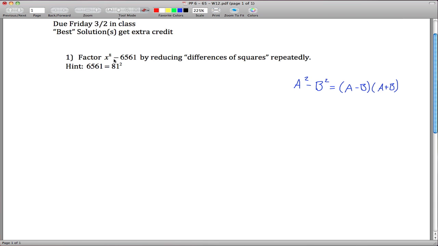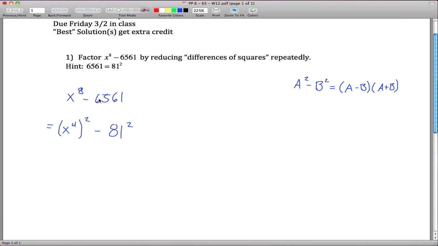So what I was hoping you'd see is that x to the 8th is something squared. It's actually x to the 4th squared, right? X to the 4th times x to the 4th is x to the 8th. So what I have here, this x to the 8th minus 6561, is really just x to the 4th squared minus, see, 6561 I gave you was 81 squared.